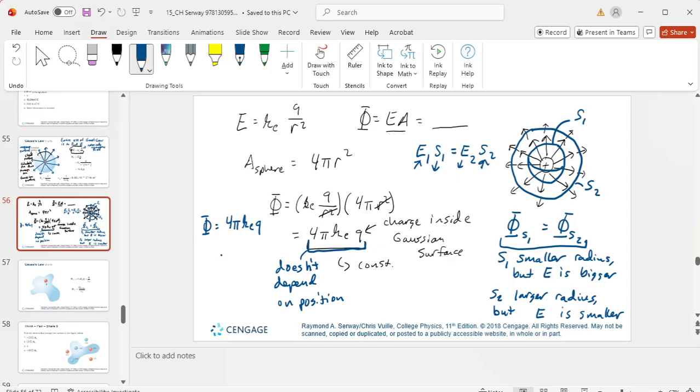We're now going to define a new constant. We're going to define this number, epsilon naught. It's called the permittivity of free space. The permittivity of free space.